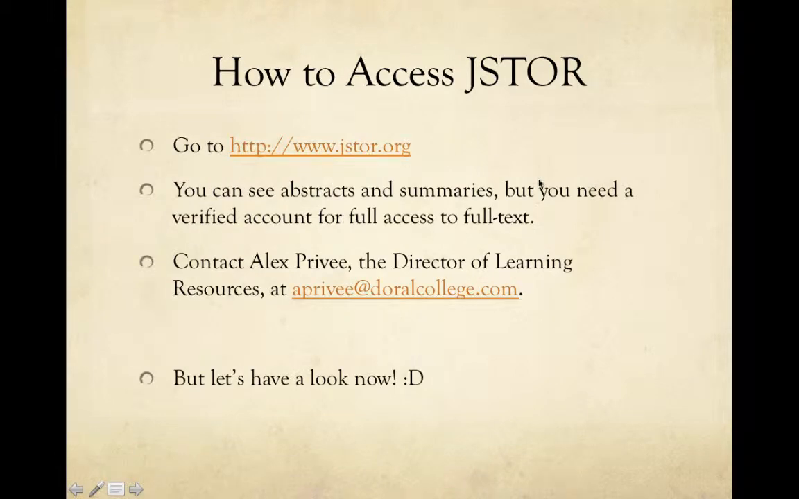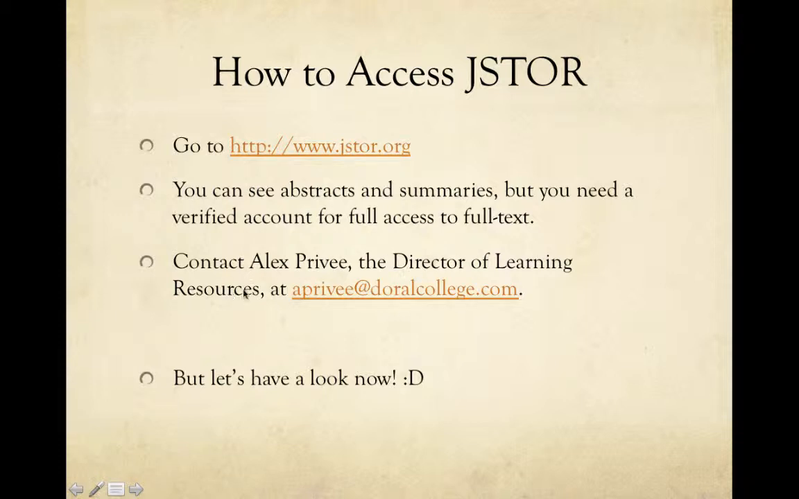So in order to access JSTOR, you would go to the website, but not everybody has immediate access to JSTOR like we do the Gale database. At the moment, if you go now to jstor.org, you can see abstracts and summaries of articles, and you might be able to do some rudimentary research in order to see maybe just what's out there and how many sources are available. But in order to get the full text of these places, you have to contact Alex Privé.